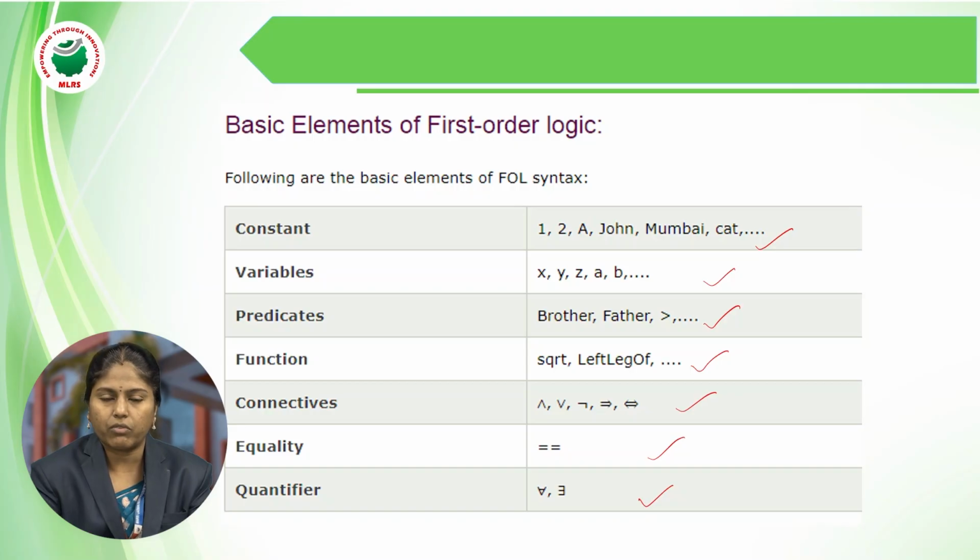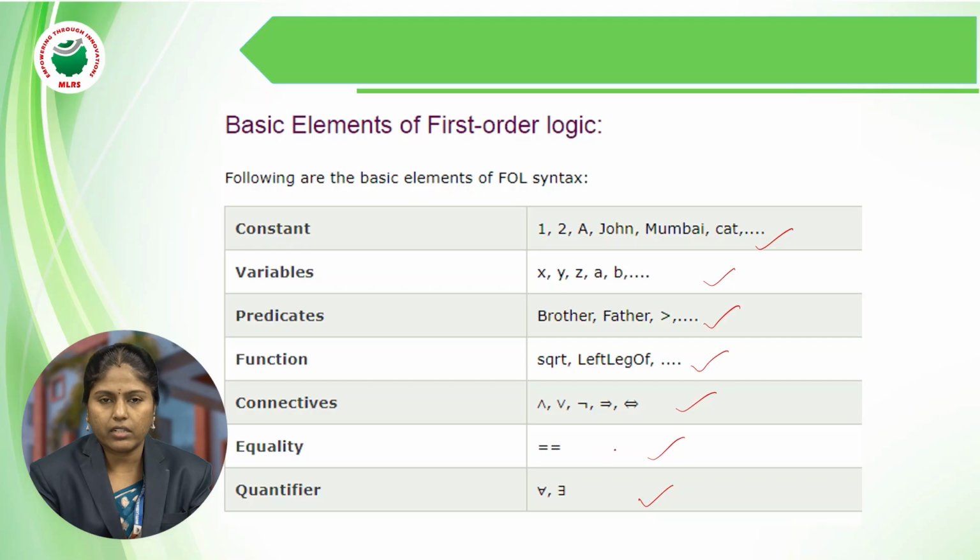And the next one is function. Function is nothing but square root function, left leg of function or right leg of function. These are the functions that we are using. Next one is connectives. These are the symbols: and, or, implies, negation, bi-implies. These are the connectives that we use in the first-order logic syntax.